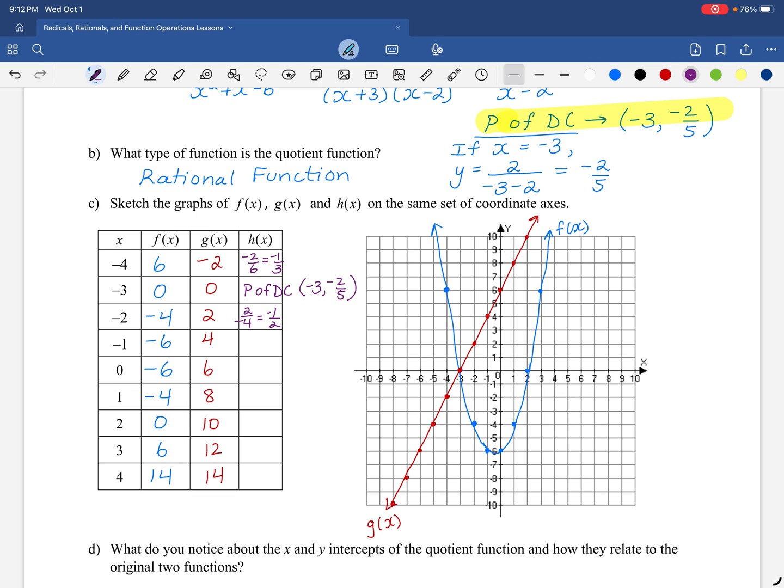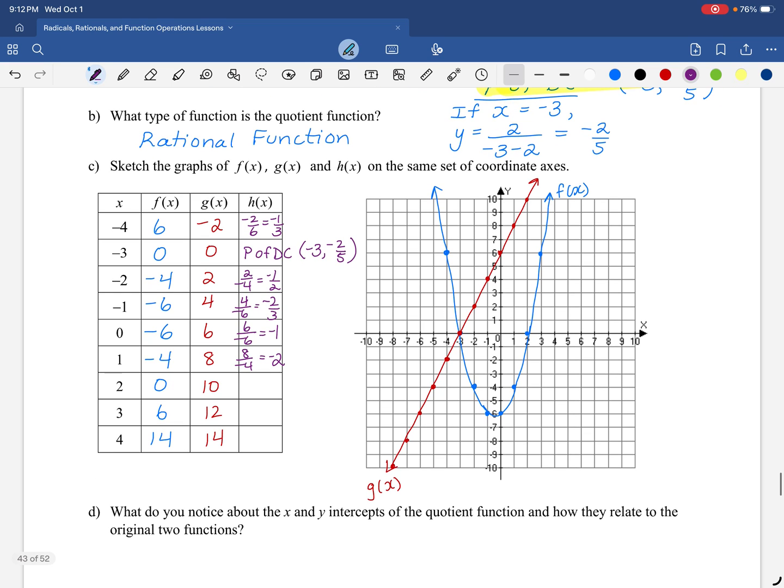Okay, next one. This is going to be 4 over -6, so this is going to be -2/3. Here you would have 6 over -6, so this will be -1. Here we'll have 8 over -4, so this will be -2. Here, this is going to be 10 over 0.